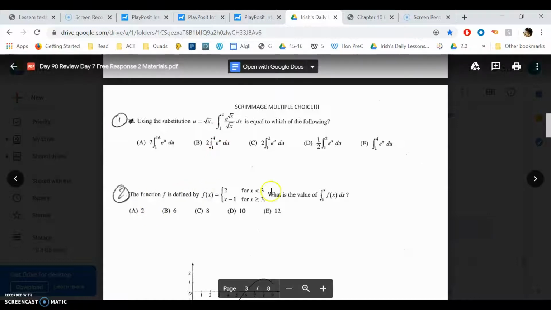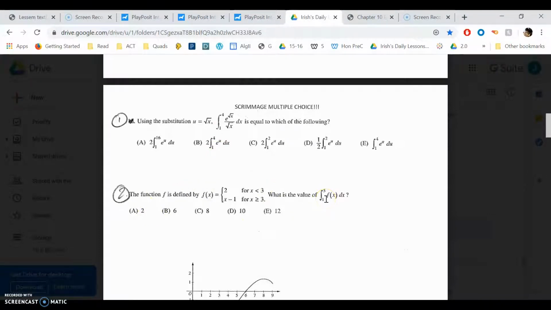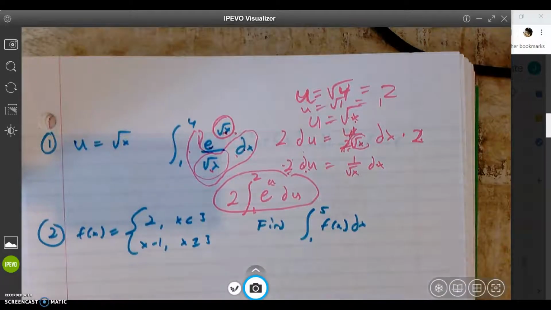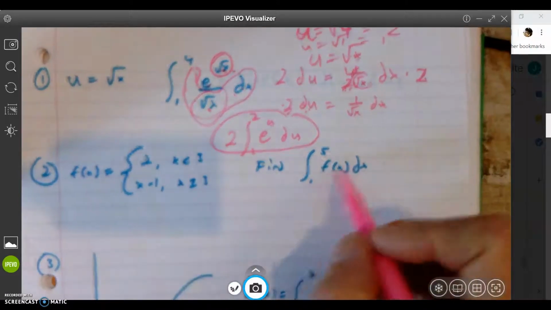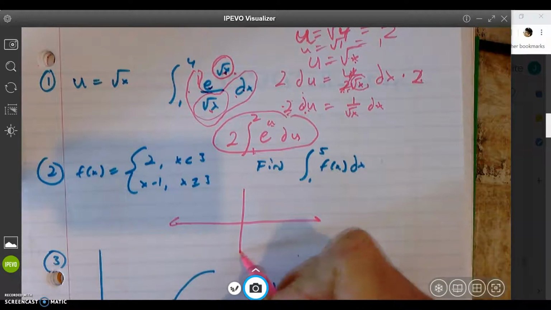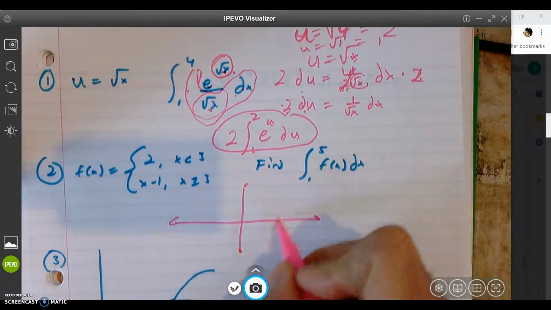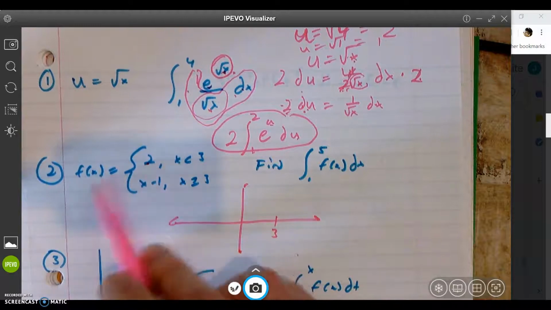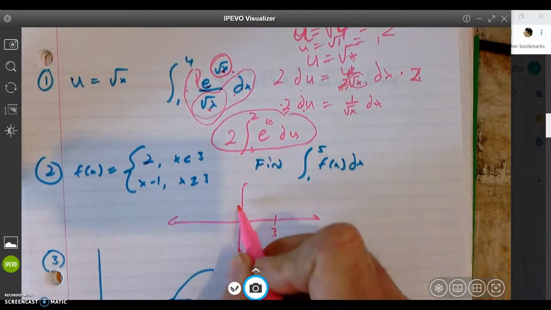All right, number 2. So we got a piecewise function. We got to find the integral. Means area under the curve. Okay, no problemo. All right. So here we go. So this comes with a picture. This is a piecewise function. I'm going to draw a little picture here. So at 3, the graph breaks. So this is y equals 2 at this part. So 2 is right here.